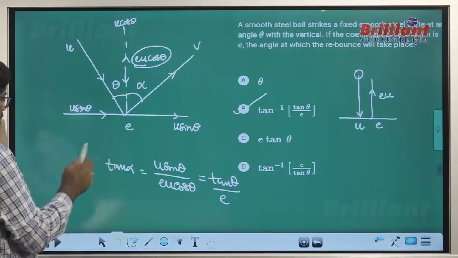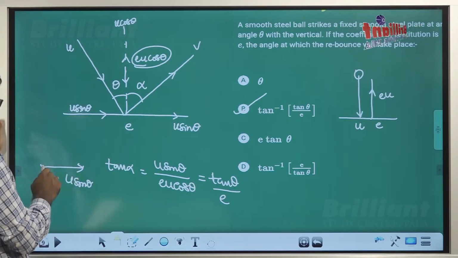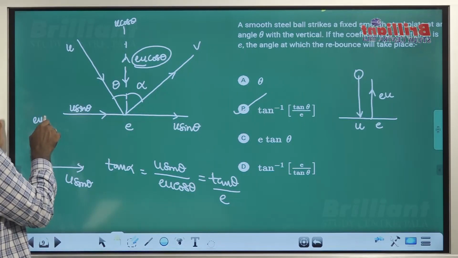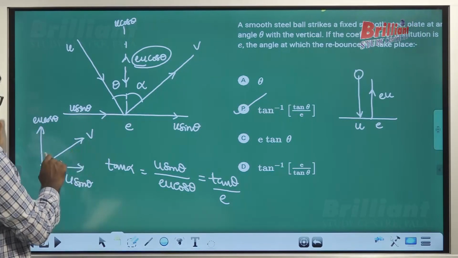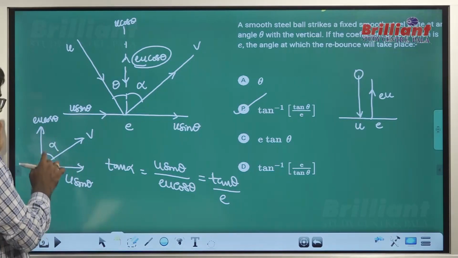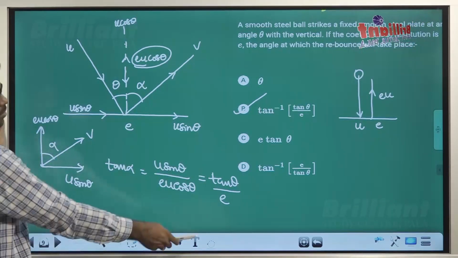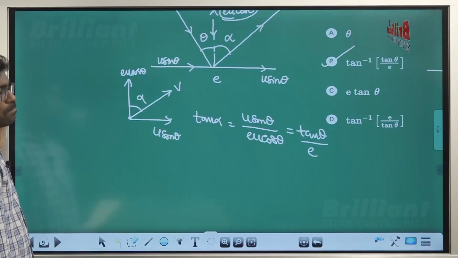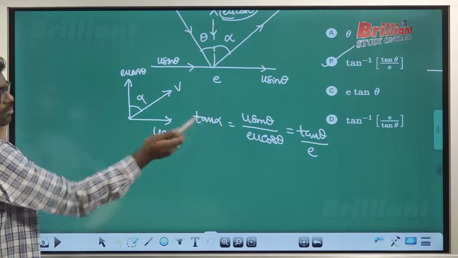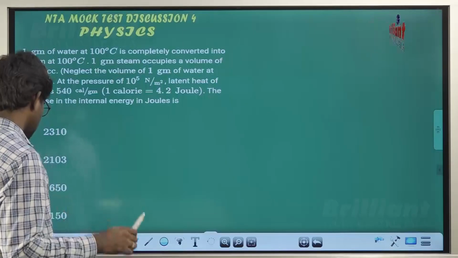Understood, everybody? See, after collision, u sin theta here, E u cos theta here. This is your final velocity v, which is making an angle alpha. Then what do you write? Tan alpha. Tan alpha is this by this. Hope it's clear. Everybody? Yes or no? That's how I wrote. That's it. Look into the next question.